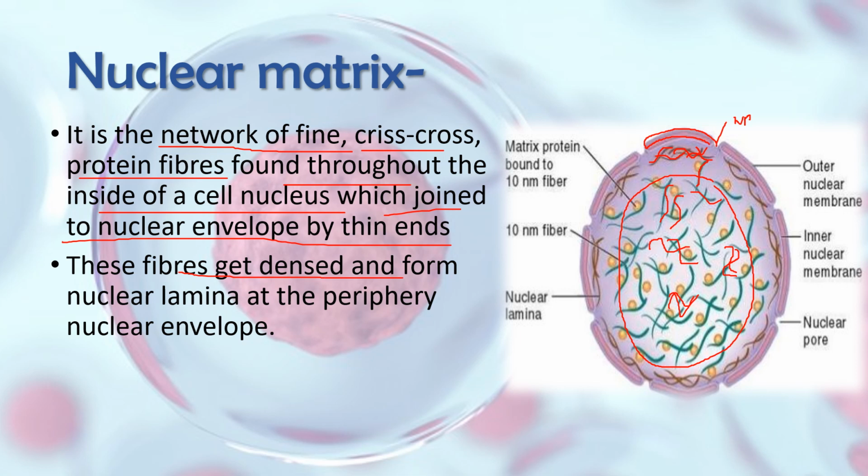These fibers become dense and form the nuclear lamina at the periphery of the nuclear envelope. As they are joined together at the ends on the periphery of the nuclear envelope, they look dense in structure and form the nuclear lamina. This dense region is known as the nuclear lamina. This is the nuclear lamina which is present at the periphery of the nuclear envelope.